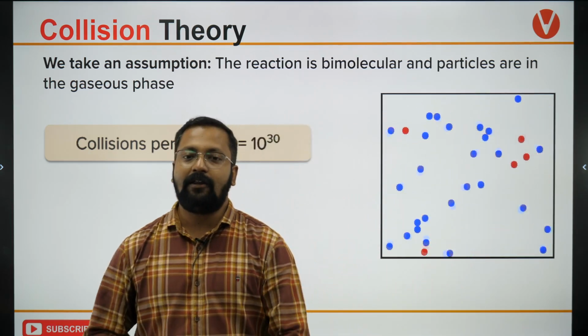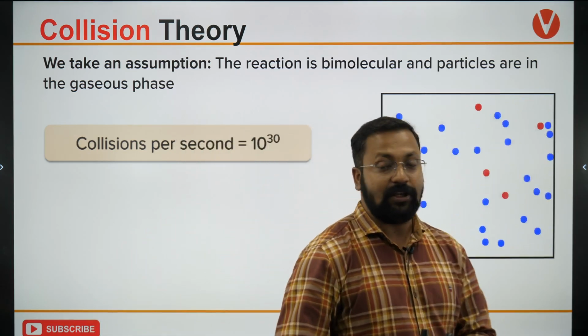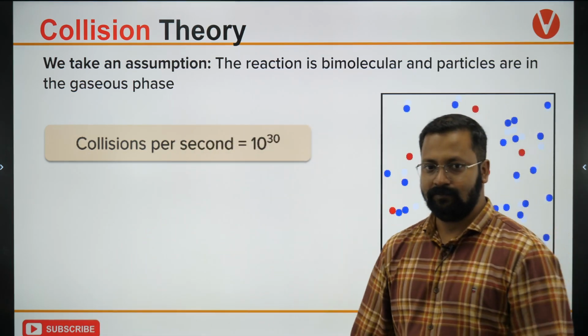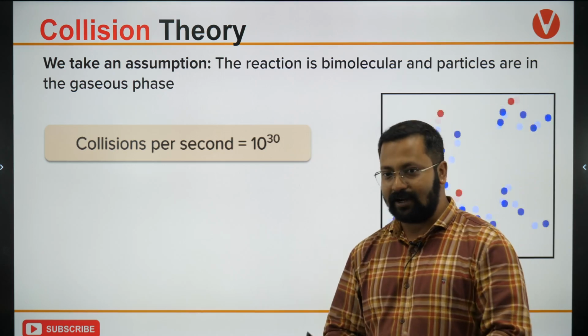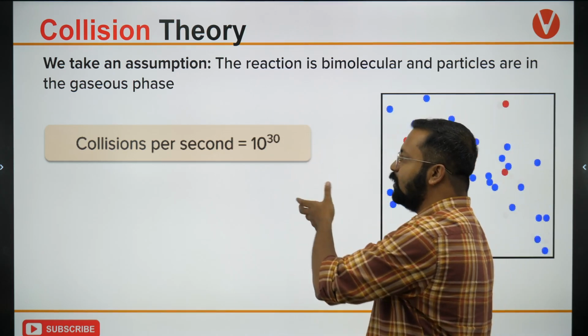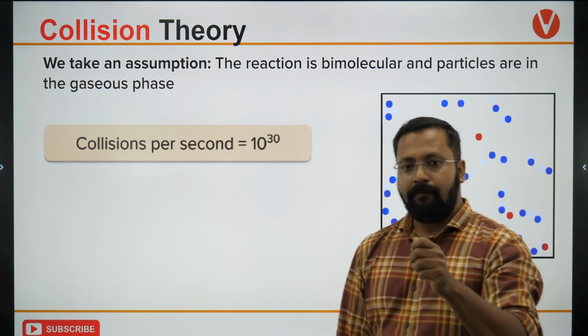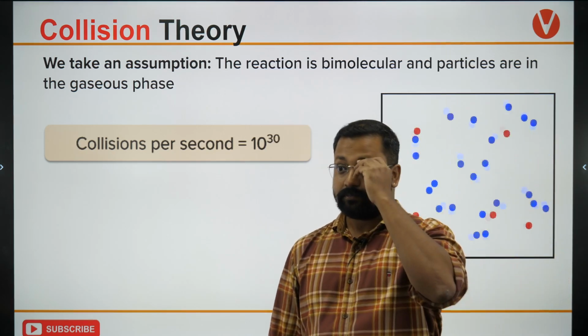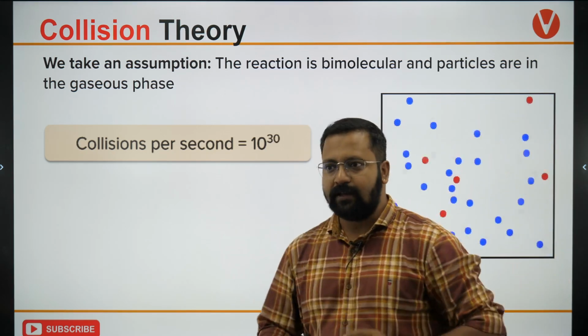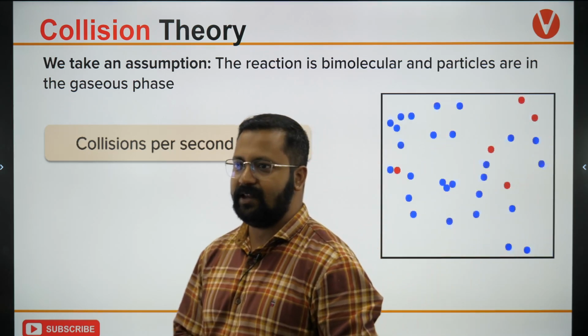Okay? 10 raised to 30 collisions. That's a huge number. We can't even count that number. So 10 raised to 30 collisions are taking place per second. Fine. We can take the mean value.